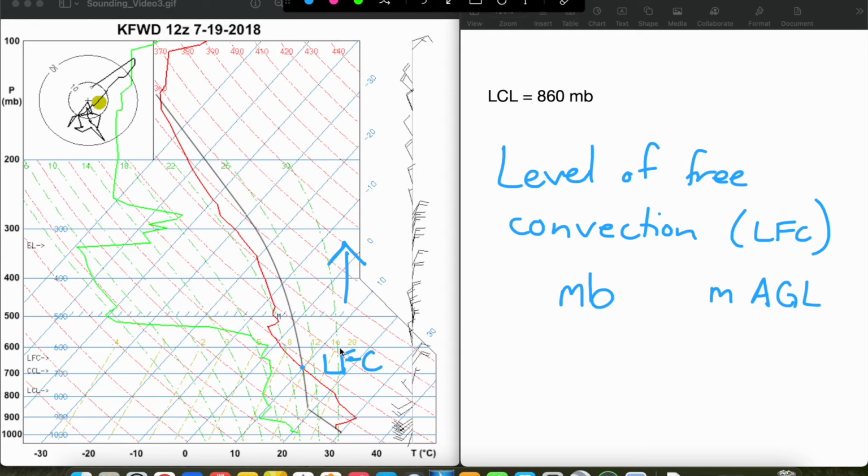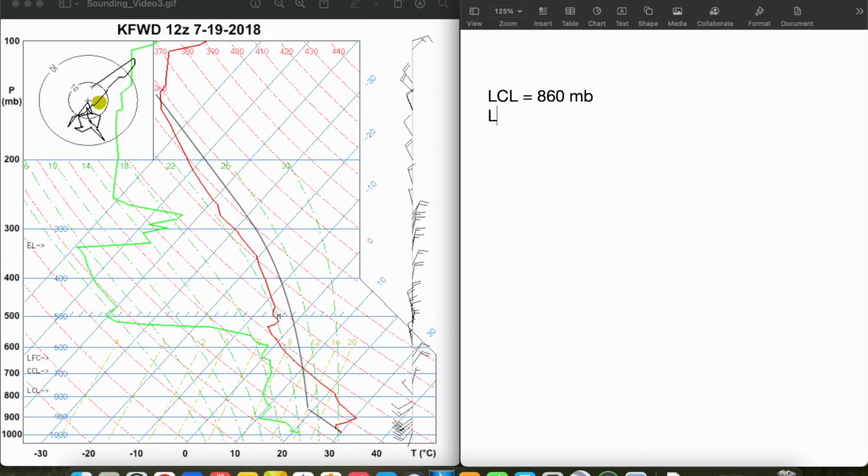So in this case, the LFC, if we just go over here, looks to be somewhere right in here, which if I had to estimate would probably be somewhere around 680 millibars. So that's your LFC. And one thing to note is that the LFC will always be at or above the LCL. So let's go ahead and log that over here on the side. LFC is about 680 millibars.